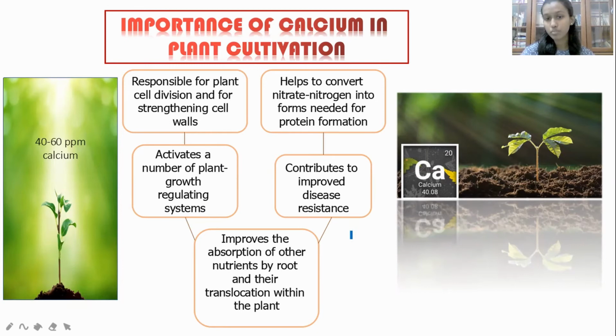Calcium also contributes to improved disease resilience when it works together with phosphorus in the form of calcium phosphate. And finally, it also improves the absorption of other nutrients such as nitrogen and potassium by the roots, and their translocation within the plant, from the roots where they are absorbed to other parts of the plant.